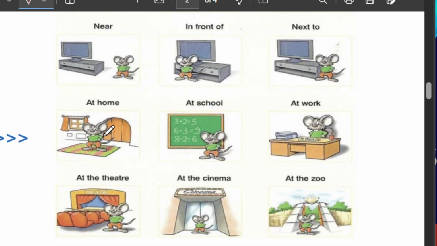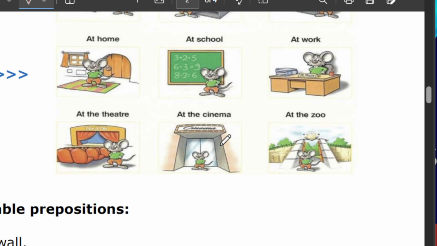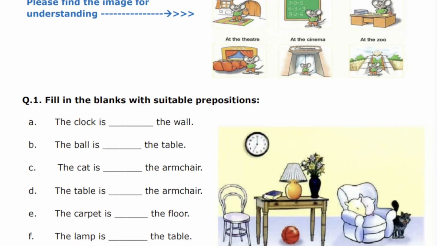So next, at home, which is inside the home, at school, at work, at the theater, at the cinema, at the zoo. Okay, so these are certain places. So now we'll go back.